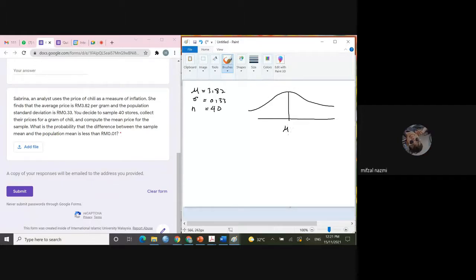Yes. How? The mu is 3.82. You want to know that the difference between the sample mean and the population mean is 0.01. So how to find the x bar?